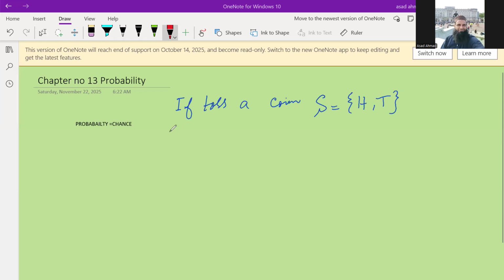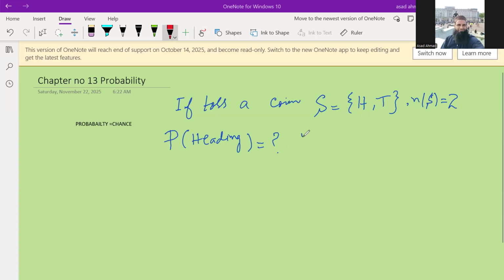Now, if you want to find the probability, which is symbolically written as P, of getting head in a single toss of a coin, we will write how many elements are there in the sample space. You can see that head and tail, there are only two possibilities which can occur. So we have just counted the number of possible outcomes from the sample space. And then we have to see how many are in favor.